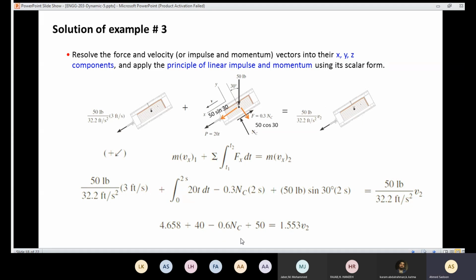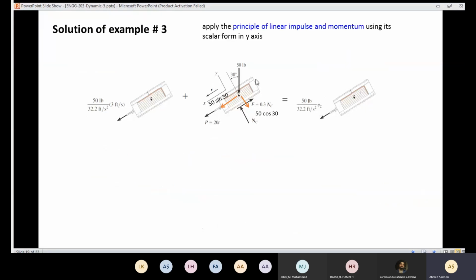So I need to apply the principle of linear impulse and momentum again, but this time we are going to use the scalar form in the y direction in order to know the value of NC, because the equation here cannot be solved. So the positive is going to be here. Here I don't have velocity, so this part is going to be 0. Also here I don't have velocity, so this part is going to be 0.